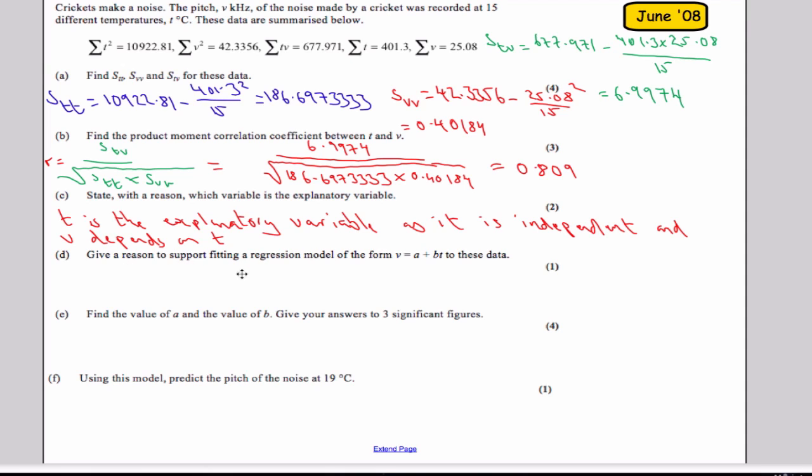Give a reason to support fitting a regression model of the form v equals a plus bt to these data. And quite simply, what we'd say here is we seem to have a strong positive correlation. And that's found as R is close to 1.